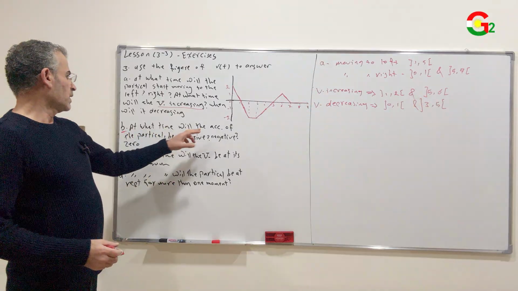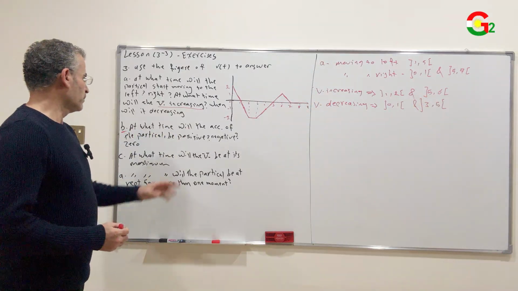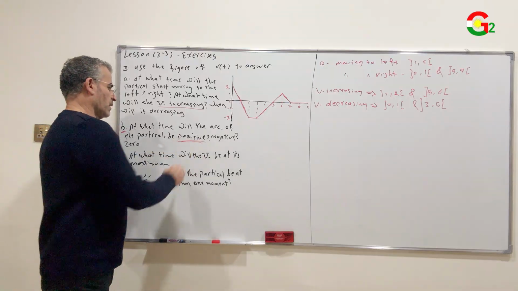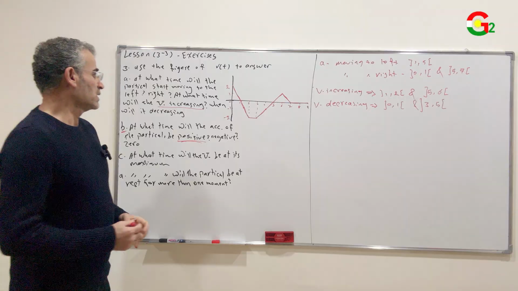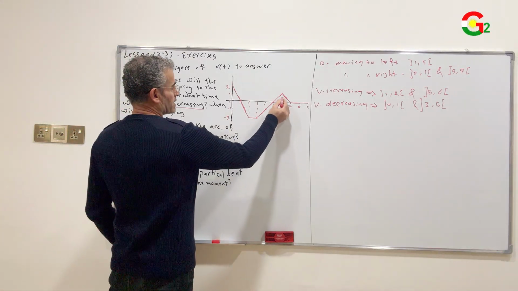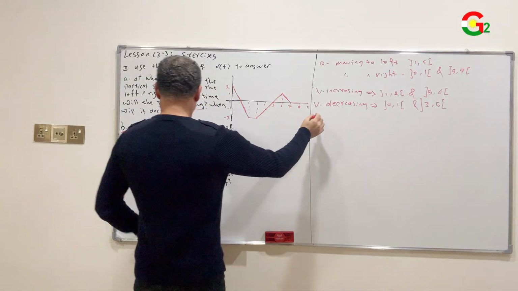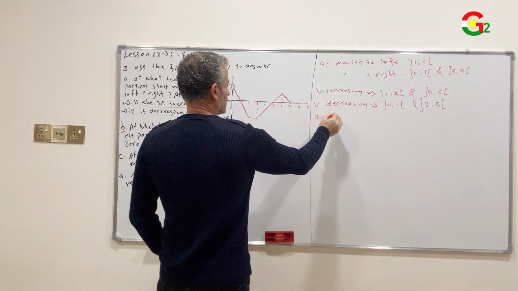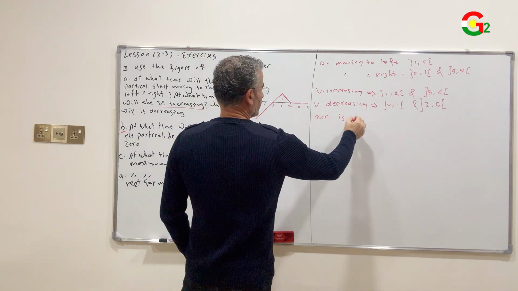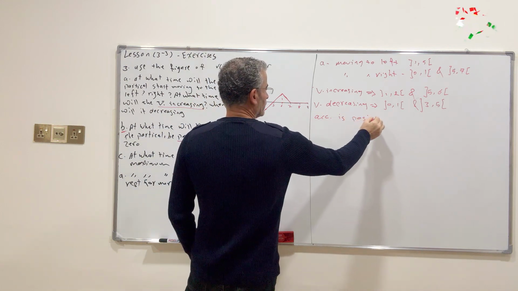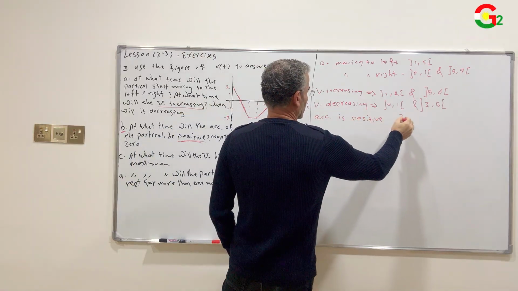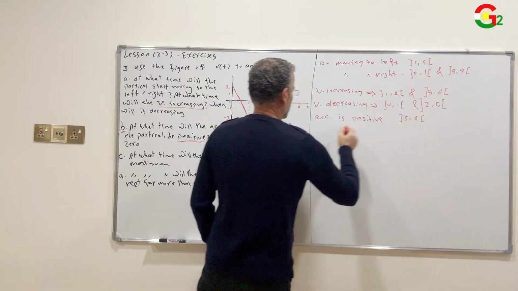At what time will the acceleration of the particle be positive, negative, or zero? The acceleration of the particle is positive when the velocity is increasing. Velocity increasing is between 3 and 6, as you see. So the acceleration is positive when the velocity is increasing between 3 and 6.